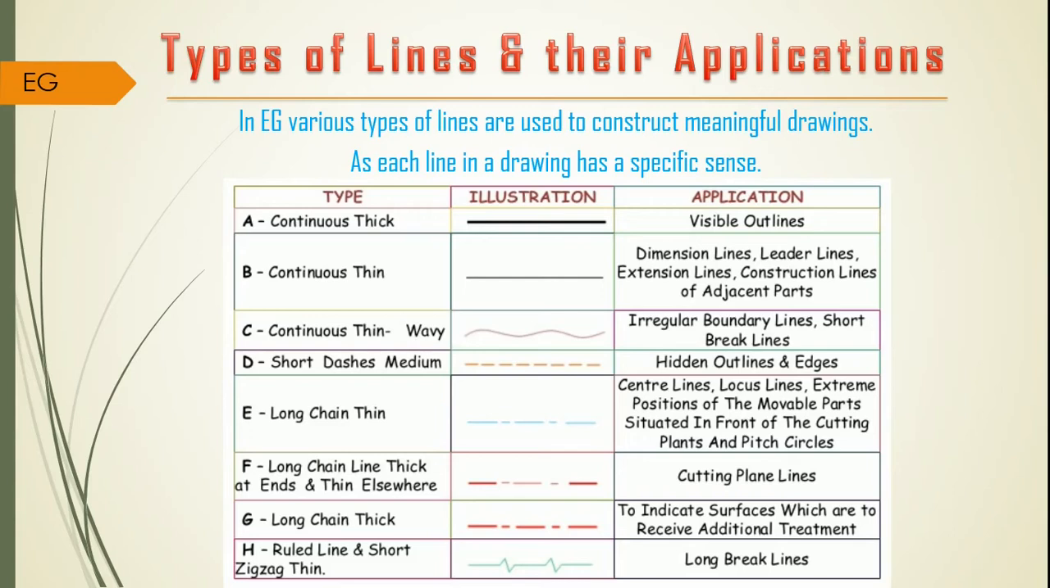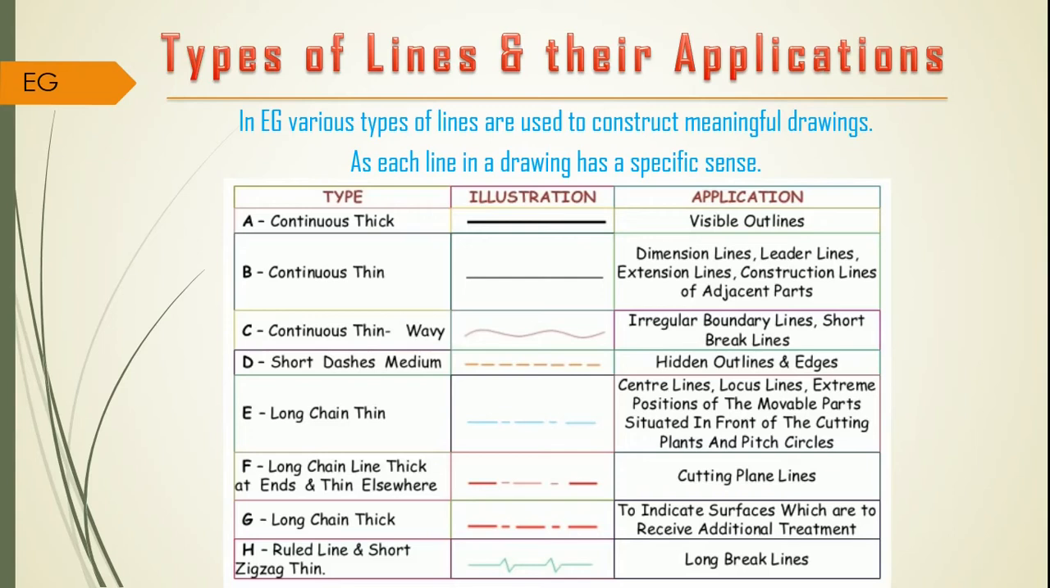Move to the next. There you have the long chain thick line, very similar to the long chain thin line. The only thing is that the thickness is increased, to 0.5 mm, just to indicate the surfaces which are to receive additional treatment. In that case we are using such a long chain thick line.